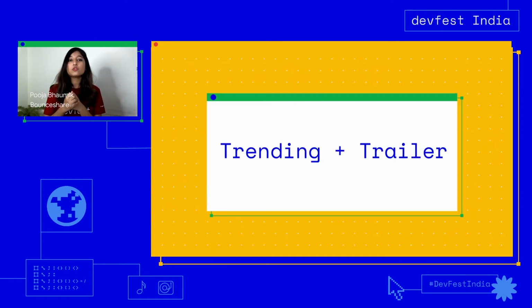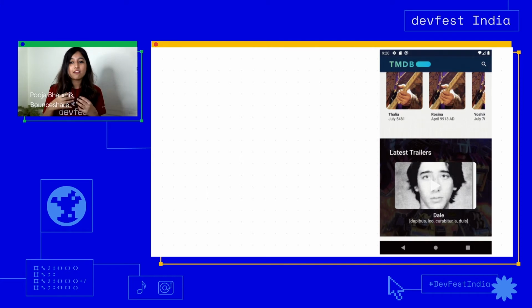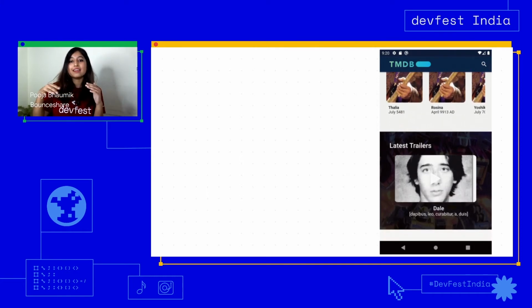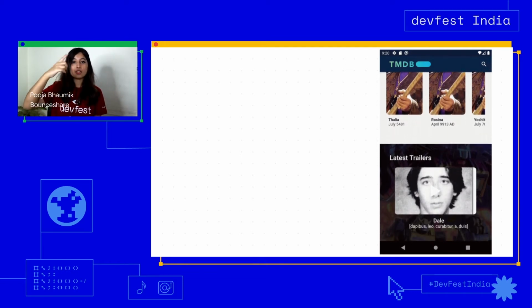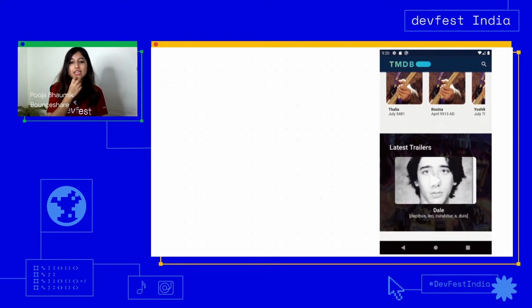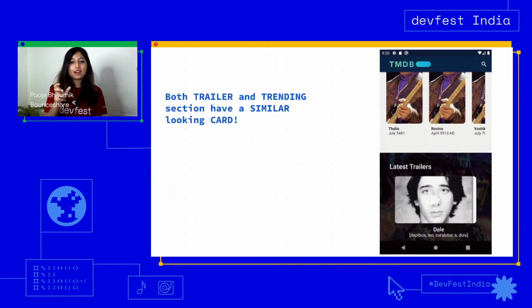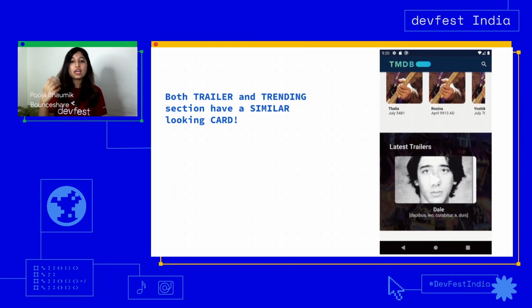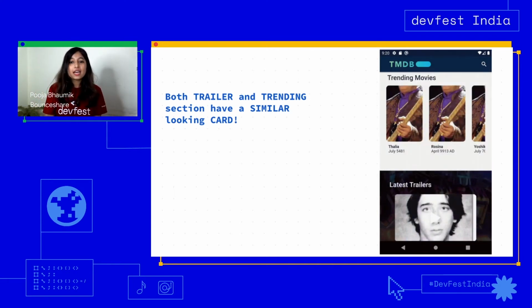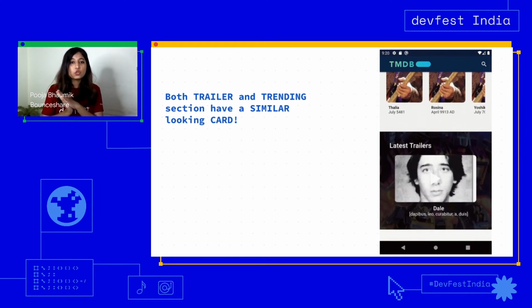And now we're going to move into the trending and trailer section. So here the trending and trailer section is looking just like this, where you have a bunch of cards which are lined in a list view, but they are scrolled horizontally and not vertically. Okay, so there are similarities here where you can see that the cards have some properties which are similar, like a rounded edge, and they have an image, and they have a similar height. So there are a lot of things that we can do similarly.